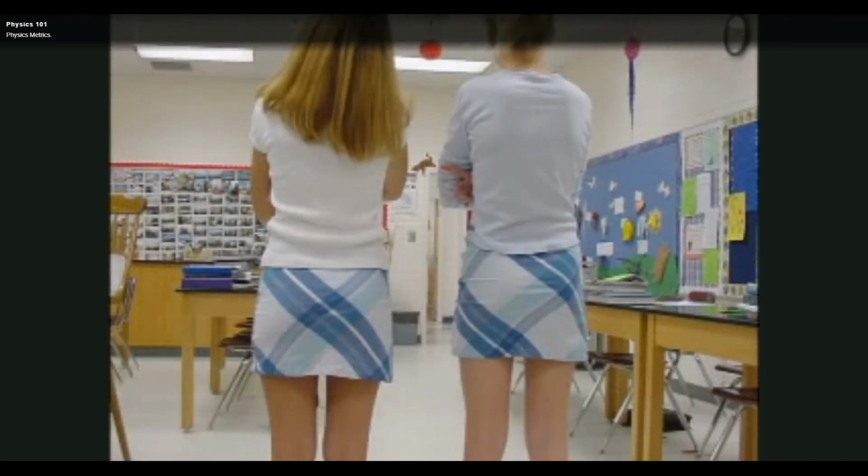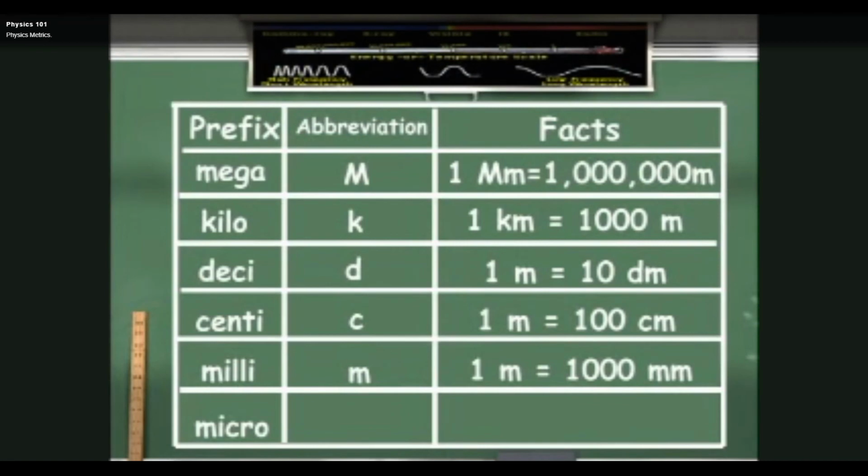The smallest unit we'll use is micro. Doesn't micro sound smaller than mini? Since the lowercase m is already used for milli, we have to go to the Greek alphabet to find a prefix abbreviation. We use the Greek letter mu. It looks like a U with a tail on the left. The fact is, 1 meter equals 1 million micrometers.